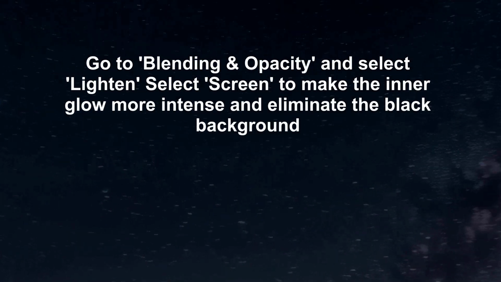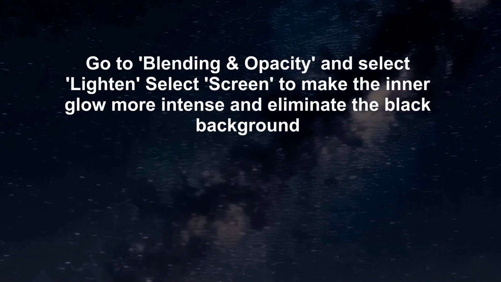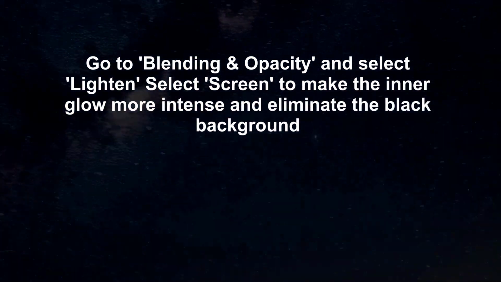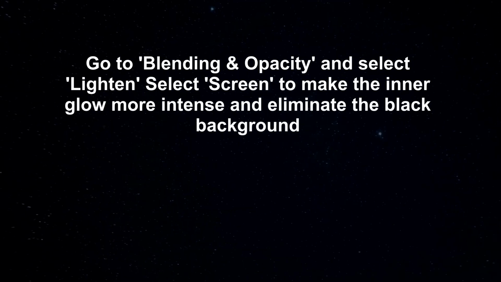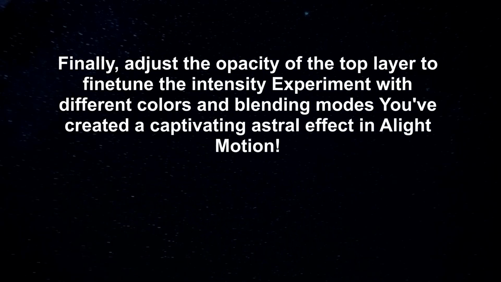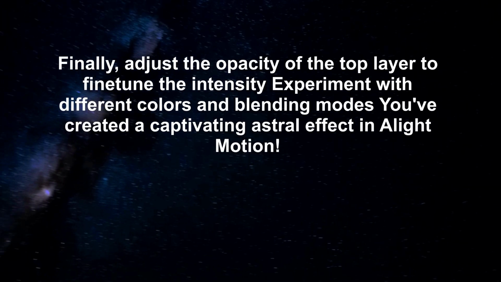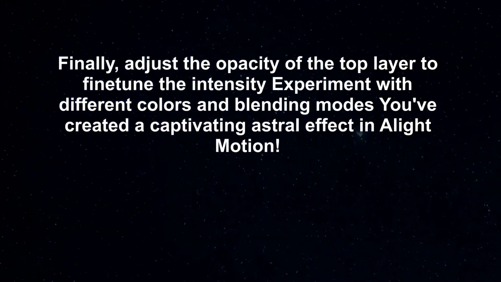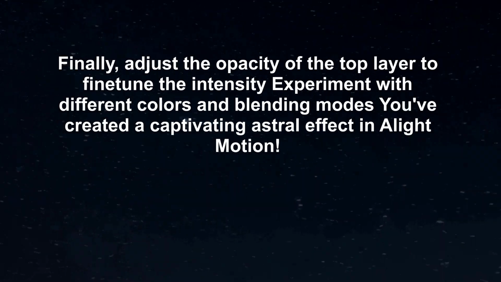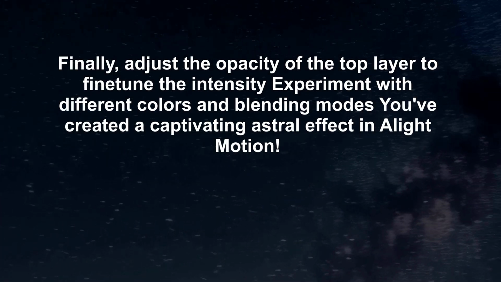Go to Blending and Opacity and select Lighten. Select Screen to make the inner glow more intense and eliminate the black background. Finally, adjust the opacity of the top layer to fine-tune the intensity. Experiment with different colors and blending modes. You've created a captivating ASTRAL effect in Alight Motion.